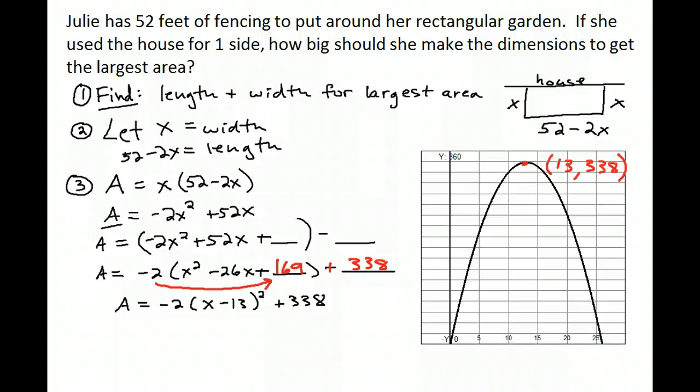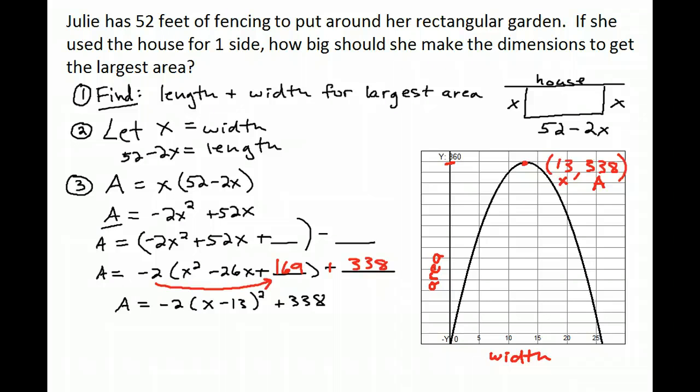Okay, here's the graph, and what I want to remind you again of is the fact that the x-coordinate here stands for the width of my rectangle, and the vertical axis, the y-axis, actually stands for my area. So the place that I'm going to get the highest area is at the vertex here. So if you come over here, that's your 338, that's your area. This is my width, this is my x.